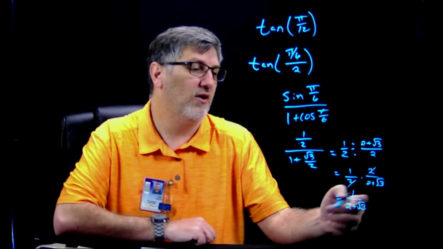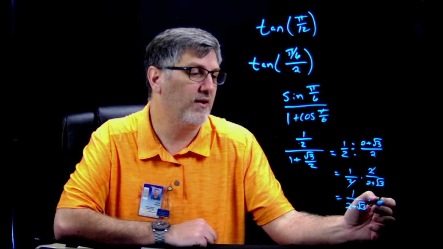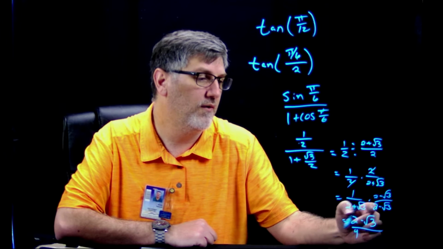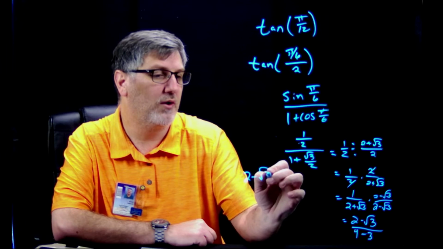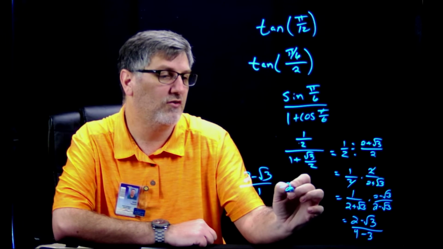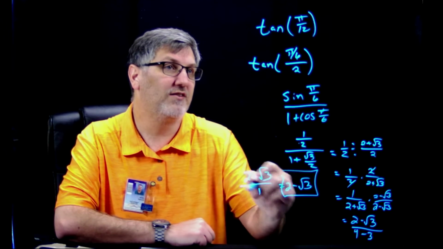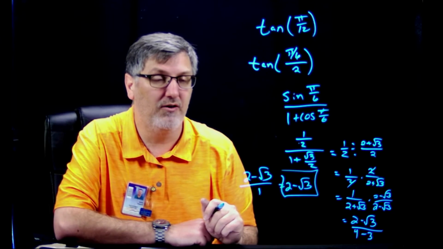All right, from here, I don't want to have a square root in the bottom, so let's multiply it by the conjugate. So I'm going to do 2 minus the square root of 3 over 2 minus the square root of 3. Let's see what I get. I'm going to get 2 minus the square root of 3 over, this becomes 4 minus 3. So I got 2 minus the square root of 3 over 1, which is just 2 minus the square root of 3. And voila, there is my exact answer of tangent of pi over 12.